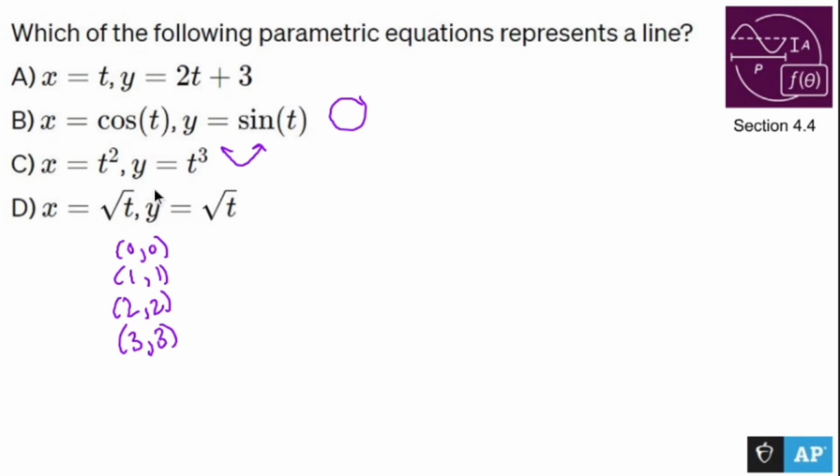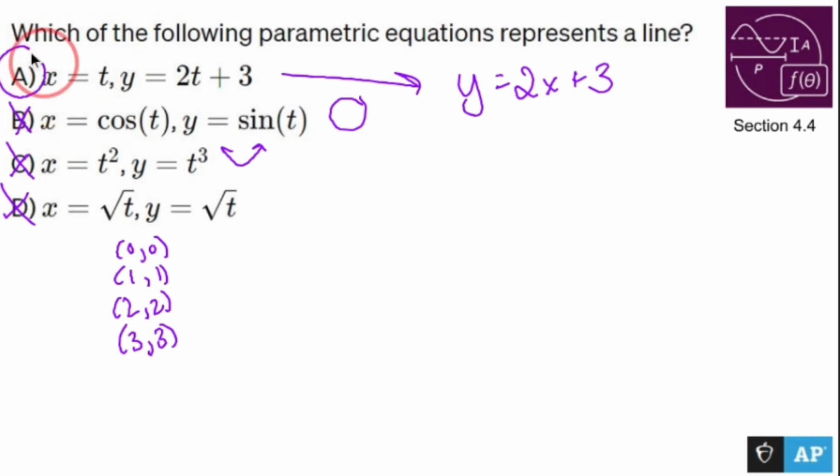A line is defined by something that creates a linear function that goes on forever and ever. D doesn't do that, C doesn't do that, B doesn't do that. Basically, what you're looking at here is if x is t, I can rewrite this guy as y equals 2x plus 3 because t and x are the same thing. Last time I checked, that's a line because it's slope-intercept form. So my answer is going to be A.